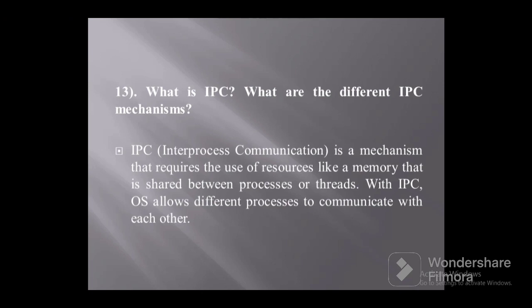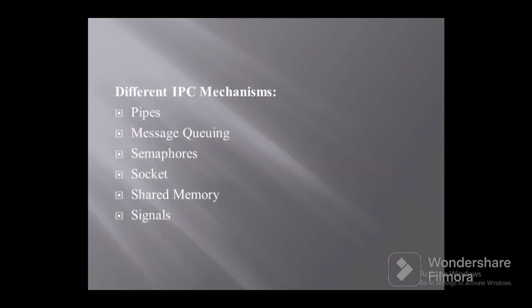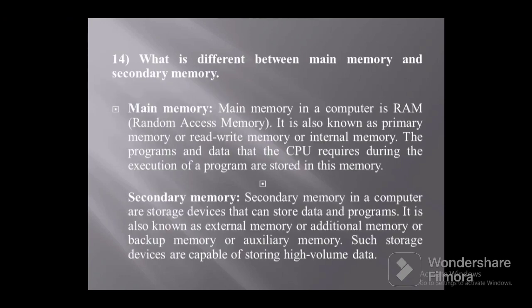As the name suggests, inter-process communication, the OS allows different types of processes to communicate with each other. These are the following different IPC mechanisms where the communication can be done: pipes, messaging queue, semaphores, socket, shared memory, and signals. 14th question is, what is the difference between main memory and secondary memory?